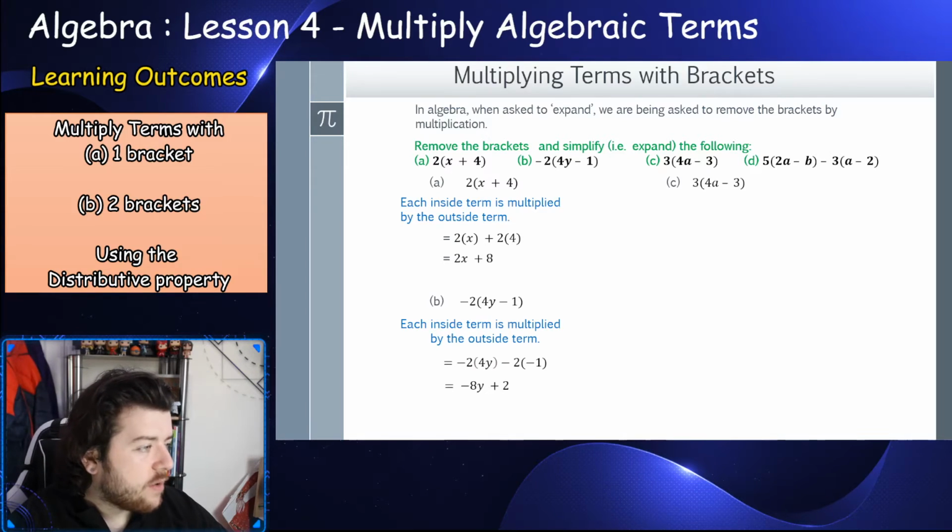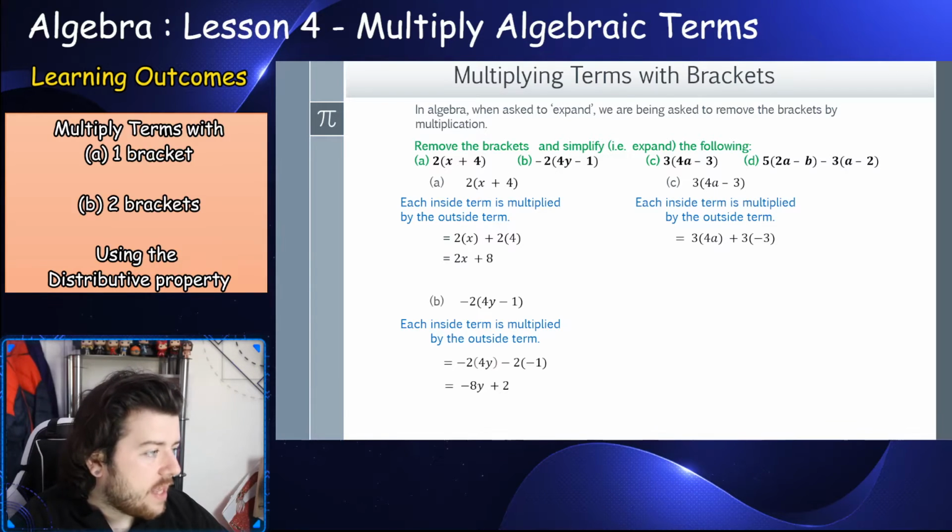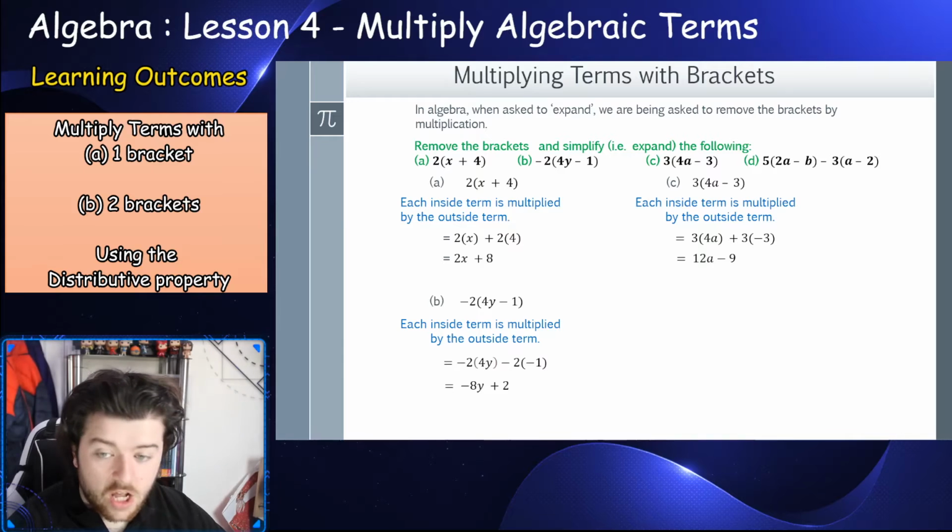So another one here, so 3 times 4a minus 3. Again, multiply each term on the inside by 3, so it'll be 3 times 4a plus 3 times minus 3. So remember, coefficient by coefficient, variable by variable, so 3 times 4 is 12, 12 times a is just 12a, and then 3 times minus 3 is going to be a negative 9. Remember, unlike signs give a negative.